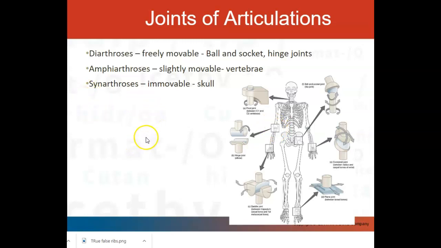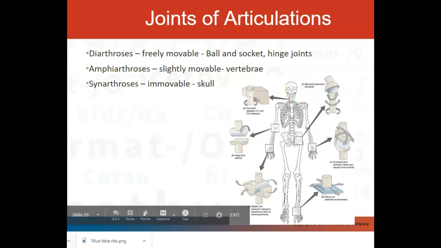Amphiarthrosis would be slightly movable. An example of them are your vertebrae. We can bend our back just a little bit, but not a lot, right? And then immovable joints would be, you can see the sutures between the different bones in the cranium, but they do not move. And that is it on the skeleton.